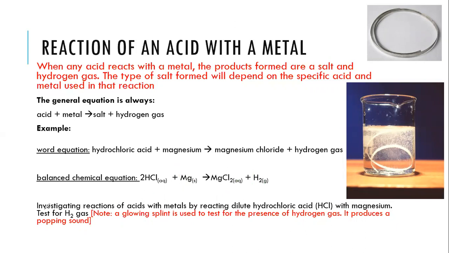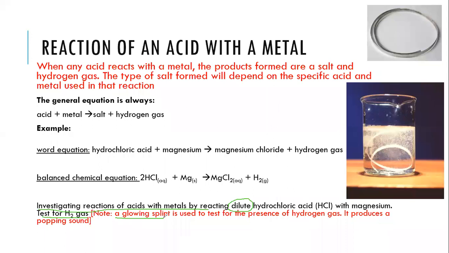And investigating reactions of acid with metals by reacting dilute hydrochloric acid. Dilute means the concentration is low, with magnesium. Test for hydrogen gas. That's what I'm going to show you in the next slide. So we should know that a glowing splint is used to test. You can use a glowing splint. I'm going to show you what that is.